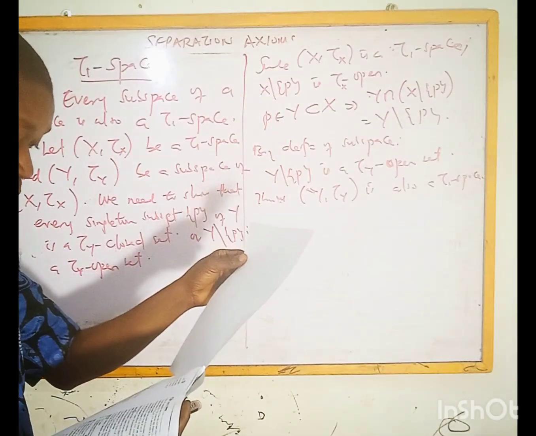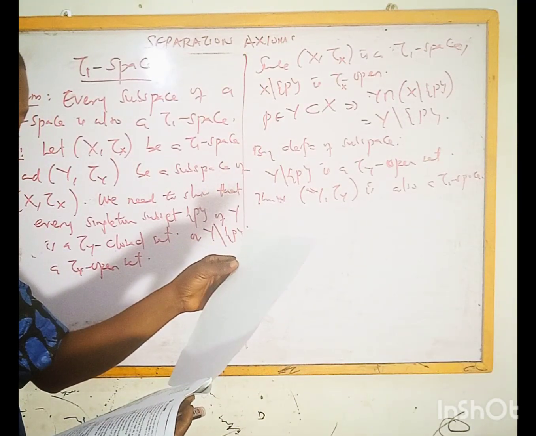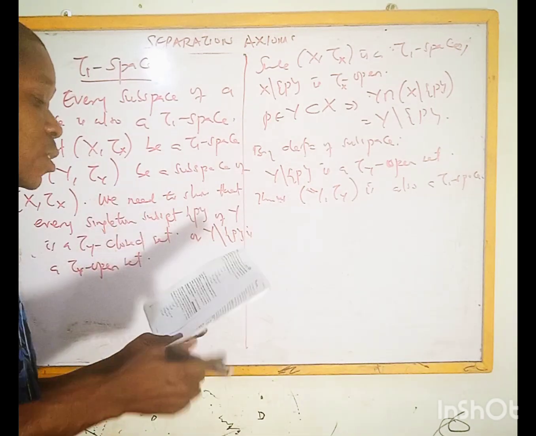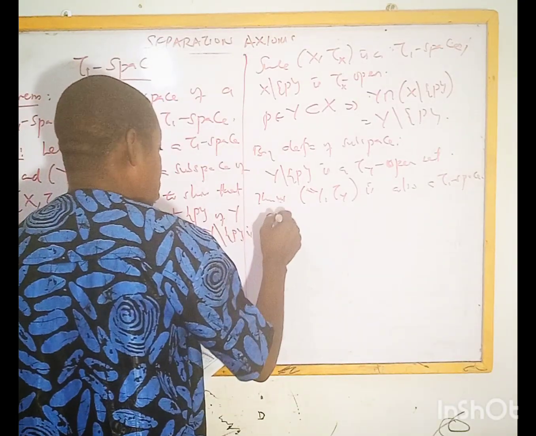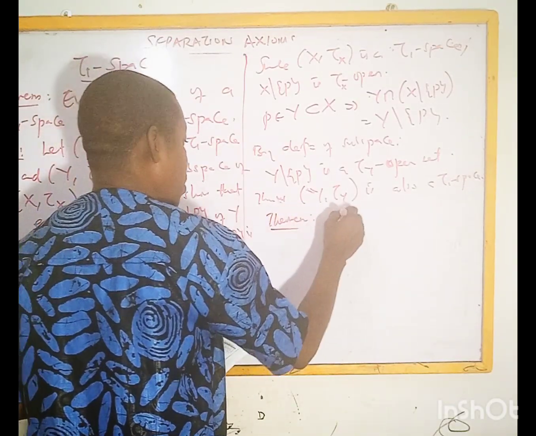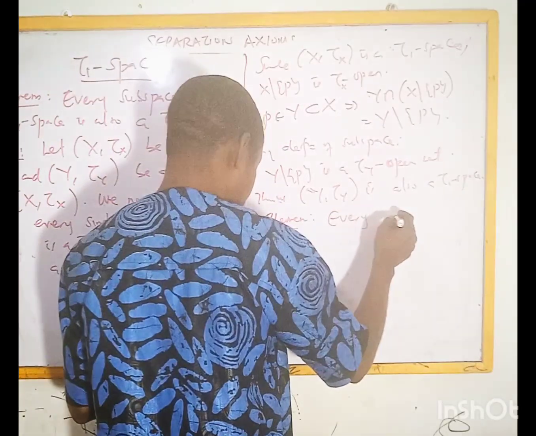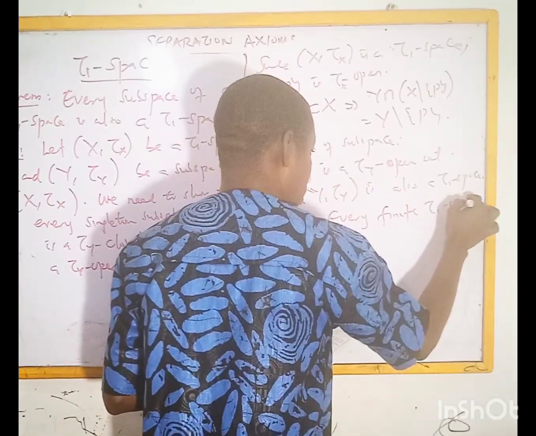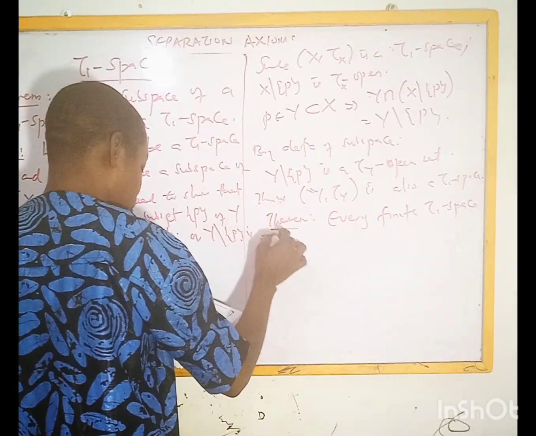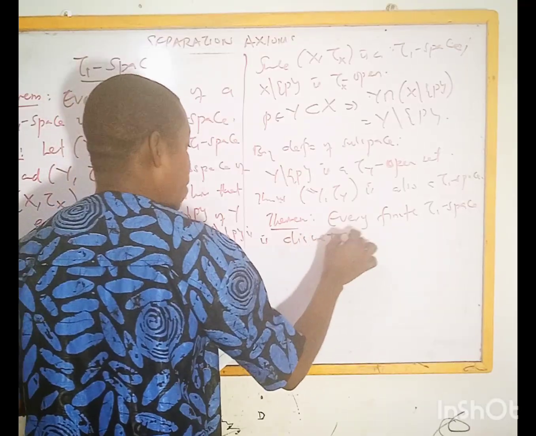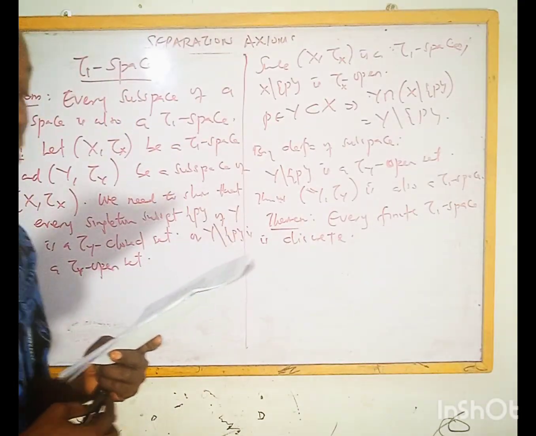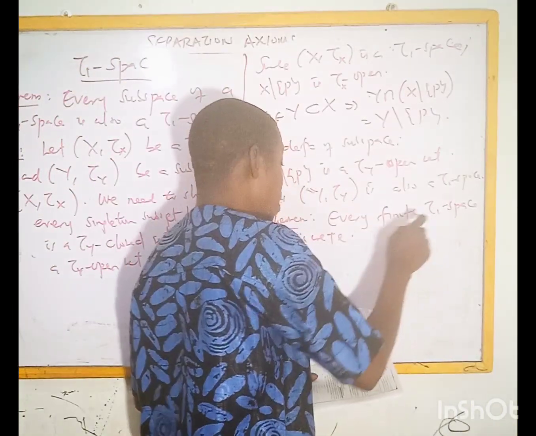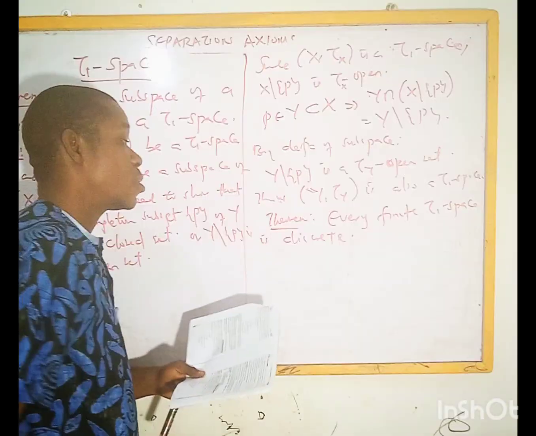Lastly, before we call it a day, you can actually show this. Okay, you can look at this one now. It says that every finite T1 space is discrete. Every finite T1 space is actually discrete. Also, you can show that result, that if you have any finite T1 space, then it must be a discrete space.